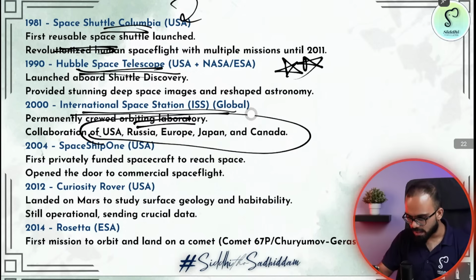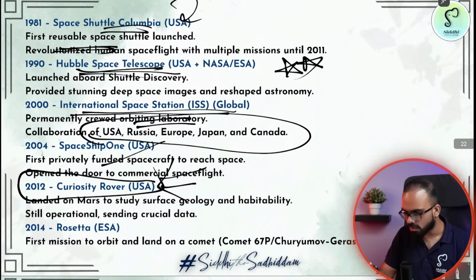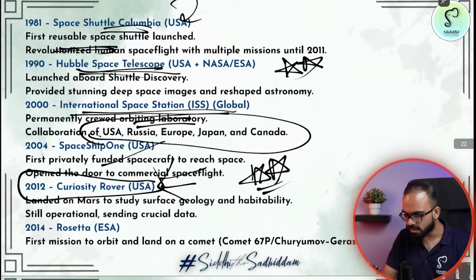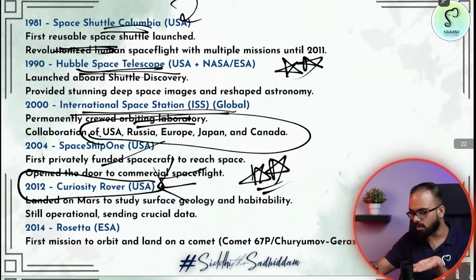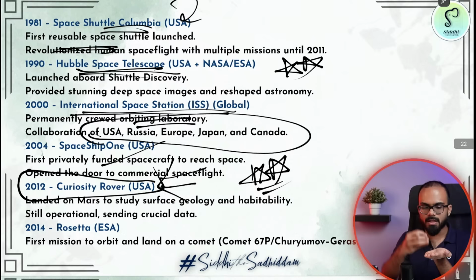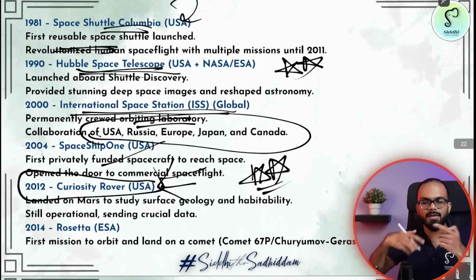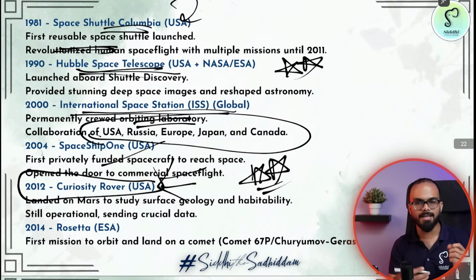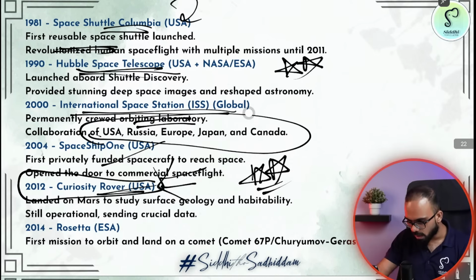Then there is Curiosity rover. Curiosity rover belongs to USA. This can be a potential question. This is a rover that landed on Mars. Rover is basically a robot. Don't worry, I have all those images and I'll tell you. Rover is a robot with wheels. It travels on the surface of Mars and it can pick up materials. It will conduct experiments on the materials and send back the information. Such a rover is called Curiosity rover.